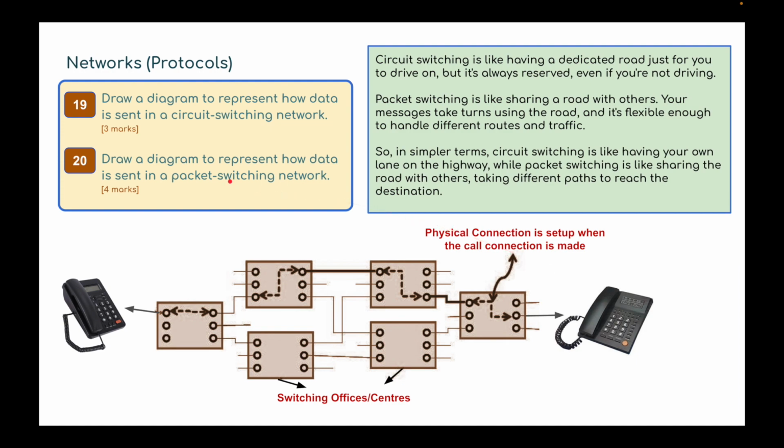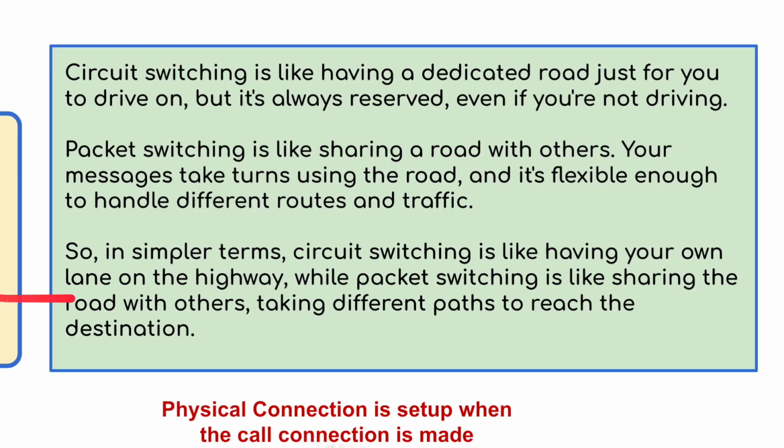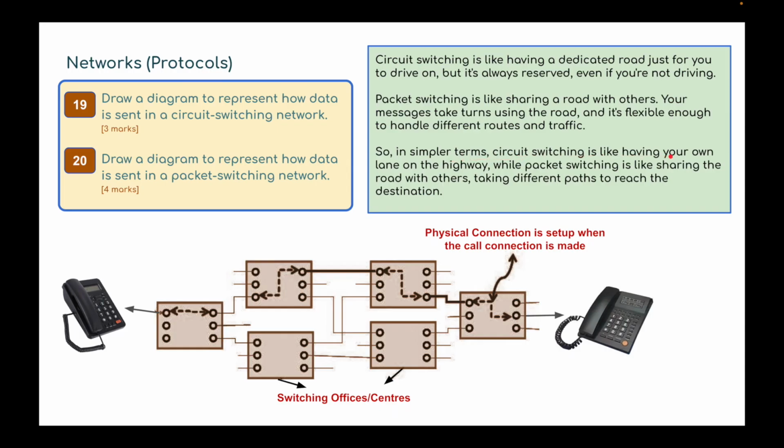So here we go. Circuit switching. And again, I've used an analogy. It's like having a dedicated road just for you to drive on. But it's always reserved even if you are not driving. Packet switching is like sharing a road with others. Your messages take turns using the road and it's flexible enough to handle different routes of traffic. In simple terms, circuit switching is like having your own lane on the highway, while packet switching is like sharing the road with others, taking different paths to reach the destination. I hope that makes sense, but that would be a diagram.